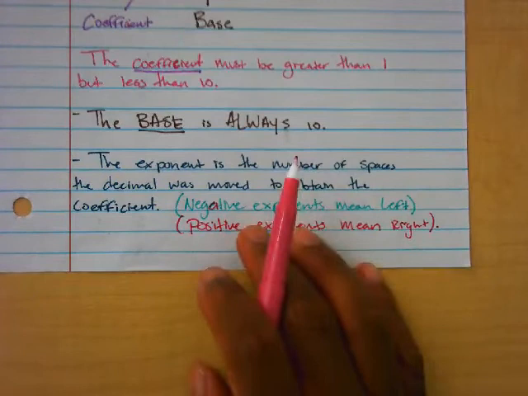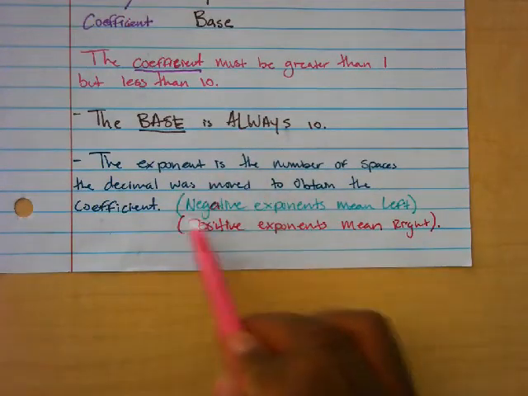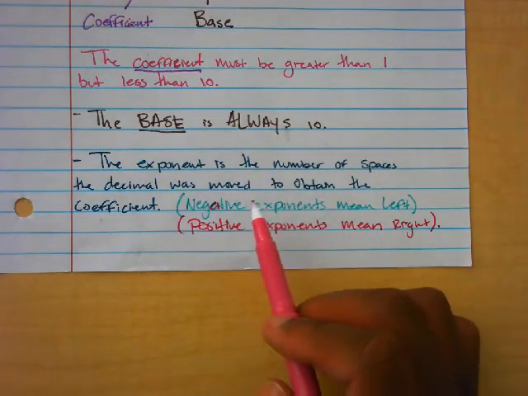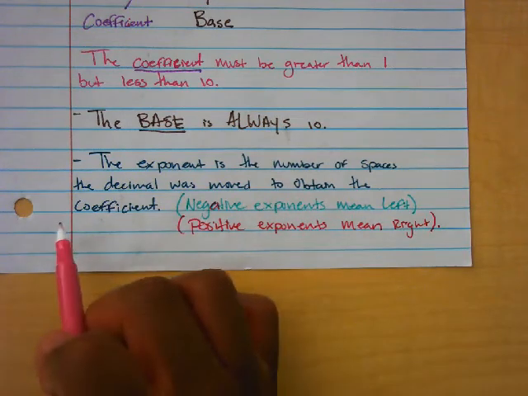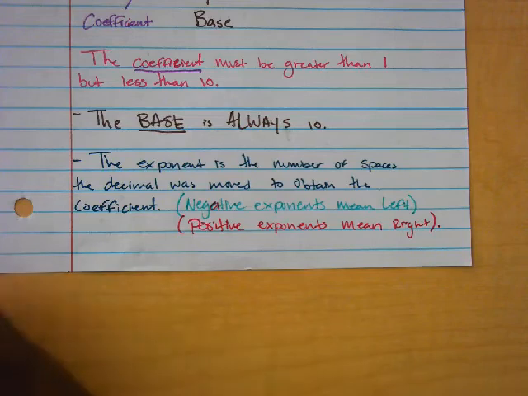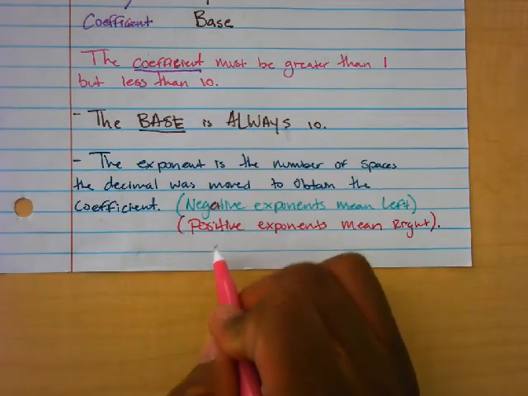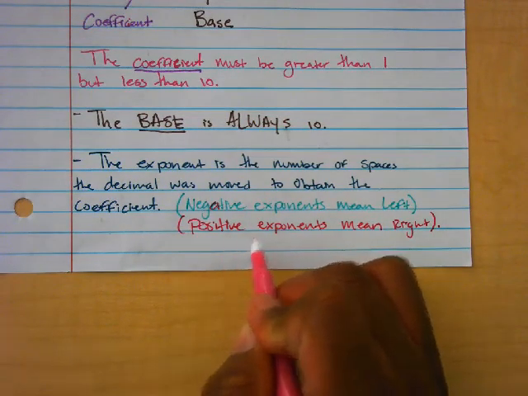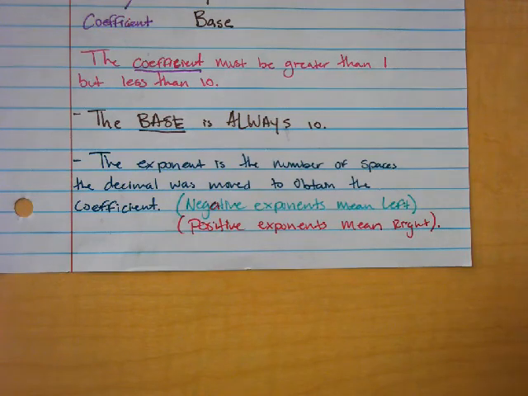So the exponent tells us exactly how many spaces we move to obtain the coefficient, and if it's negative, that lets us know that we move to the left to get back to our original number, and if it's positive, that lets us know to move to the right to get back to our original number. Okay.